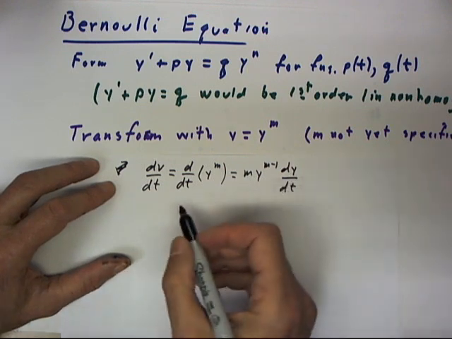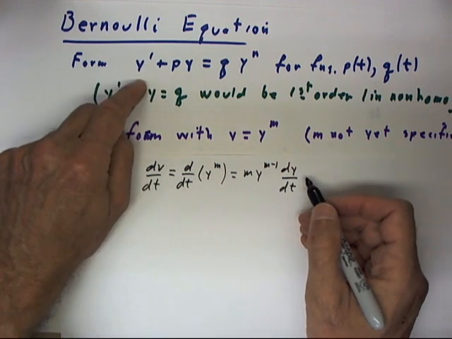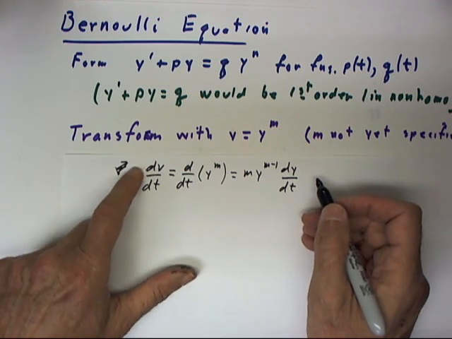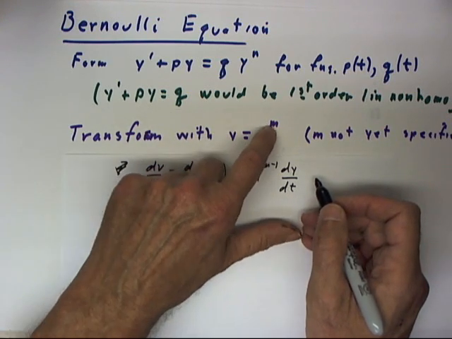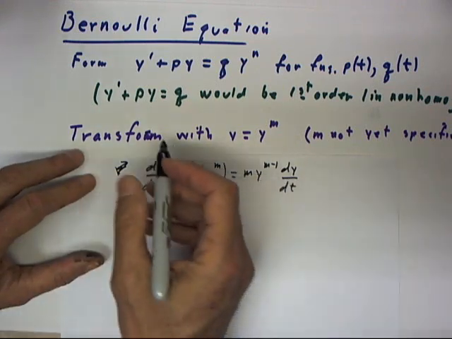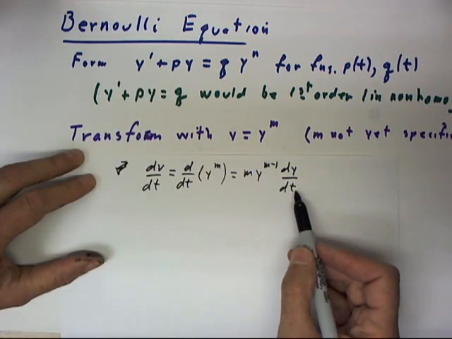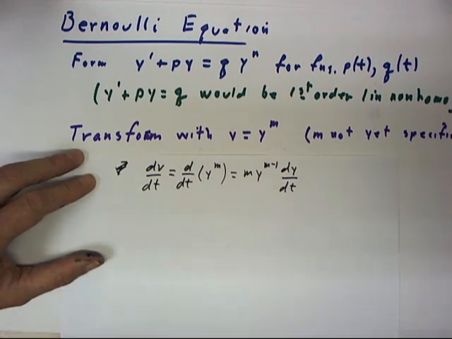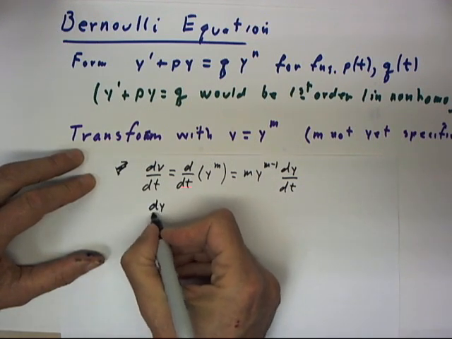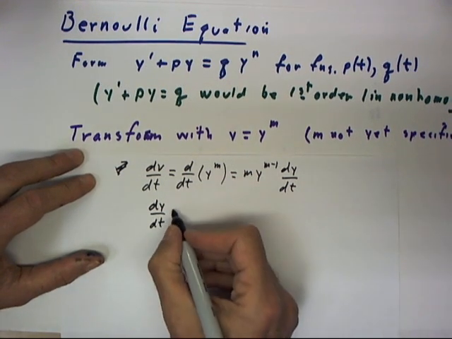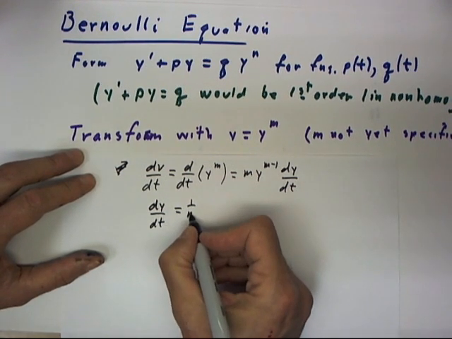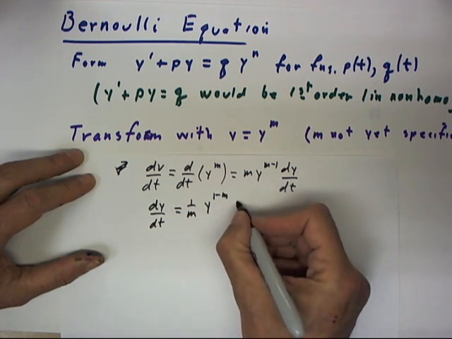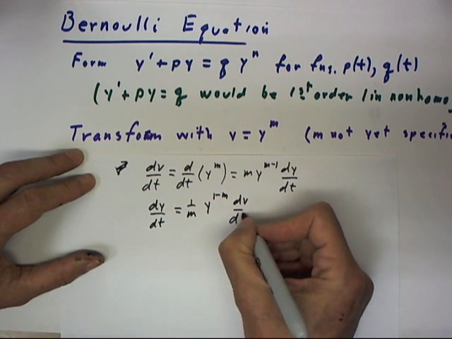Now, our equation is in terms of y prime, which is our dy dt. Our new variable is going to be v, which is y to the m. We need an expression for y prime in terms of v. That's really not hard to do. First of all, we note that dy dt would then equal 1 over m times y to the 1 minus m times dv dt.